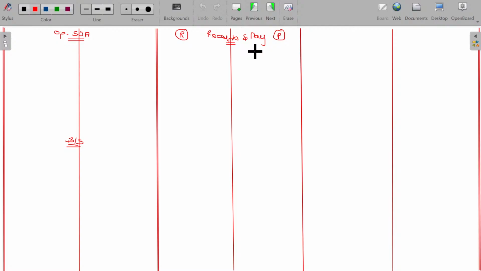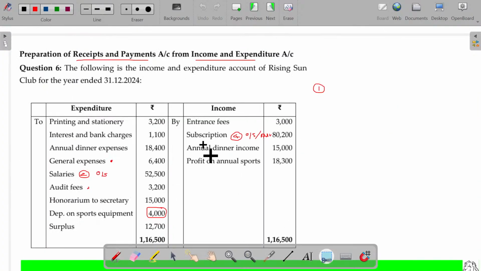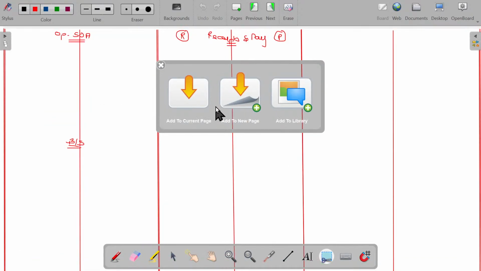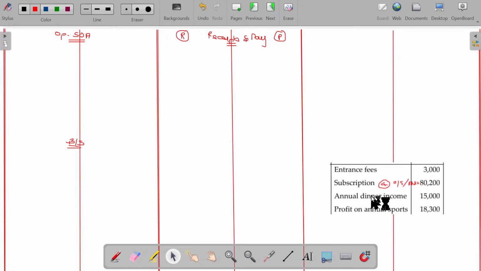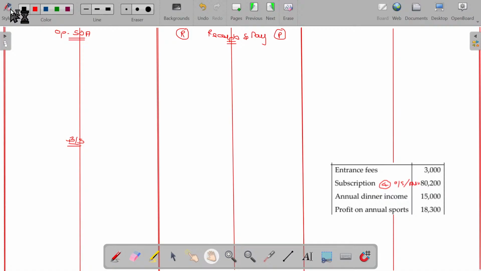The requested statements and accounts are opened here: opening statement of affairs, balance sheet, and receipts and payment. Now we'll start with the income to be posted here. First of all, income account. Entrance fees received being 2,000. This is on the income side; definitely it may be a receipt. There is no adjustment for entrance fees, so I can post it directly here.